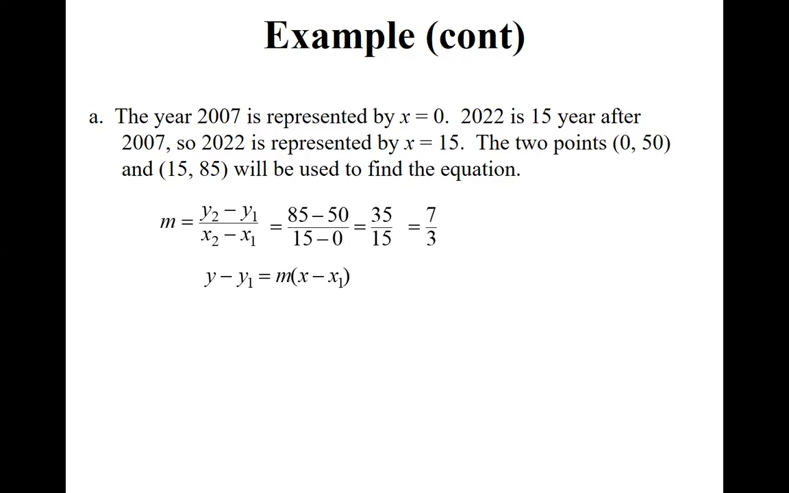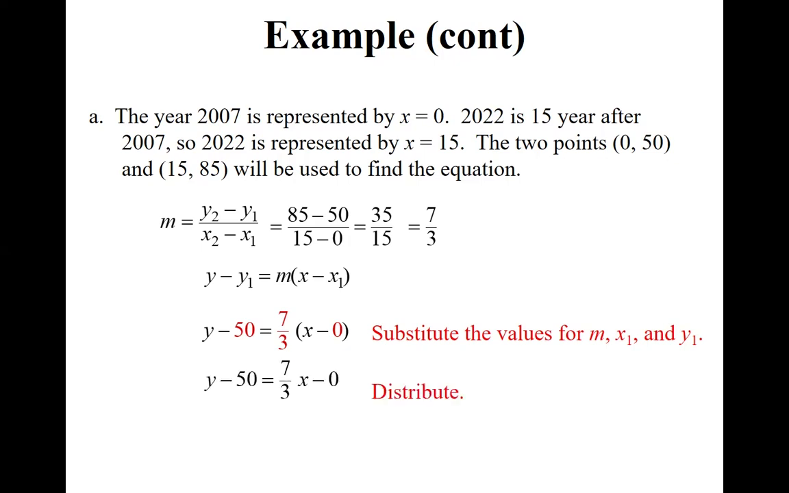How else can we get the equation? We can start with point-slope. We can substitute in values for m, x1, and y1. Distribute the 7/3. Add the 50 to both sides, and there's the same equation. So if we didn't recognize that we already had the y-intercept, we can just keep going like normal, and we can end up with y equals 7/3 x plus 50 anyway.